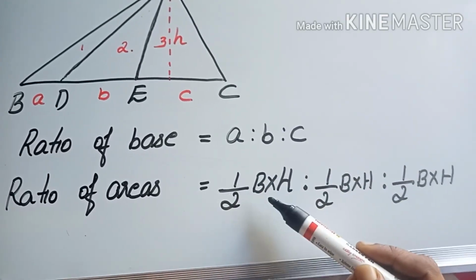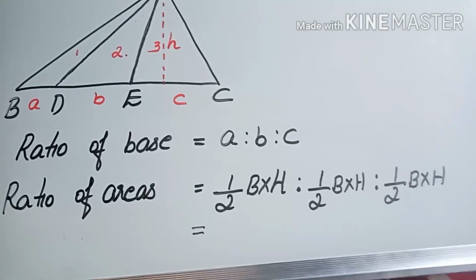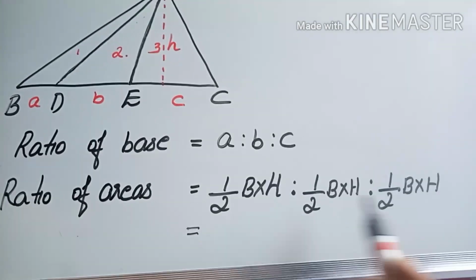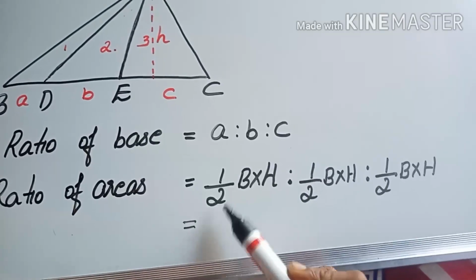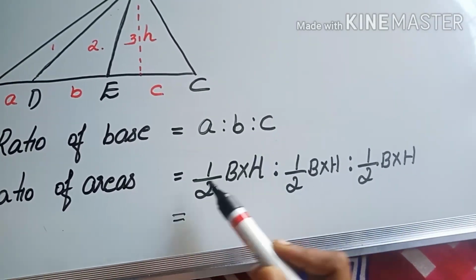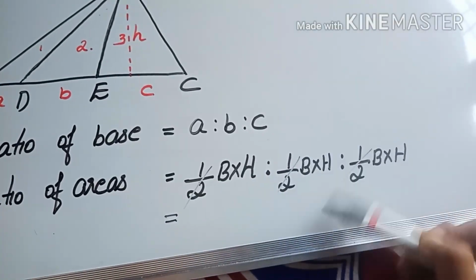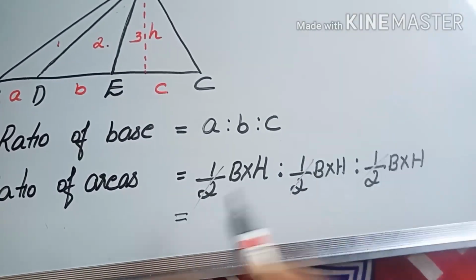Okay, this is the first one, the triangle's area. Now we have to apply the values here. And one more thing before that: in all these three triangles, the half is the same, so that we can cancel it. No need to consider that half.